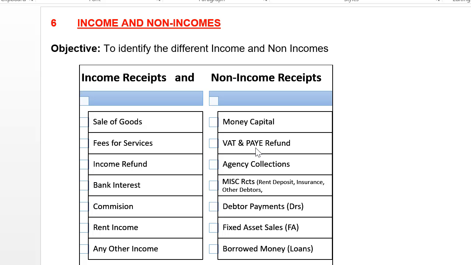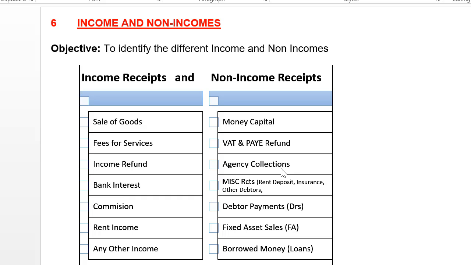PAYE refund is not common. That is when the business is refunded for some reason. The PAYE paid was probably more than should have been paid. Then we have agency collections. We've talked about mobile phone businesses, which are very common these days. Now, businesses sell on behalf of mobile businesses, and then we also have electricity services, gas being sold, and water on behalf of the big companies.